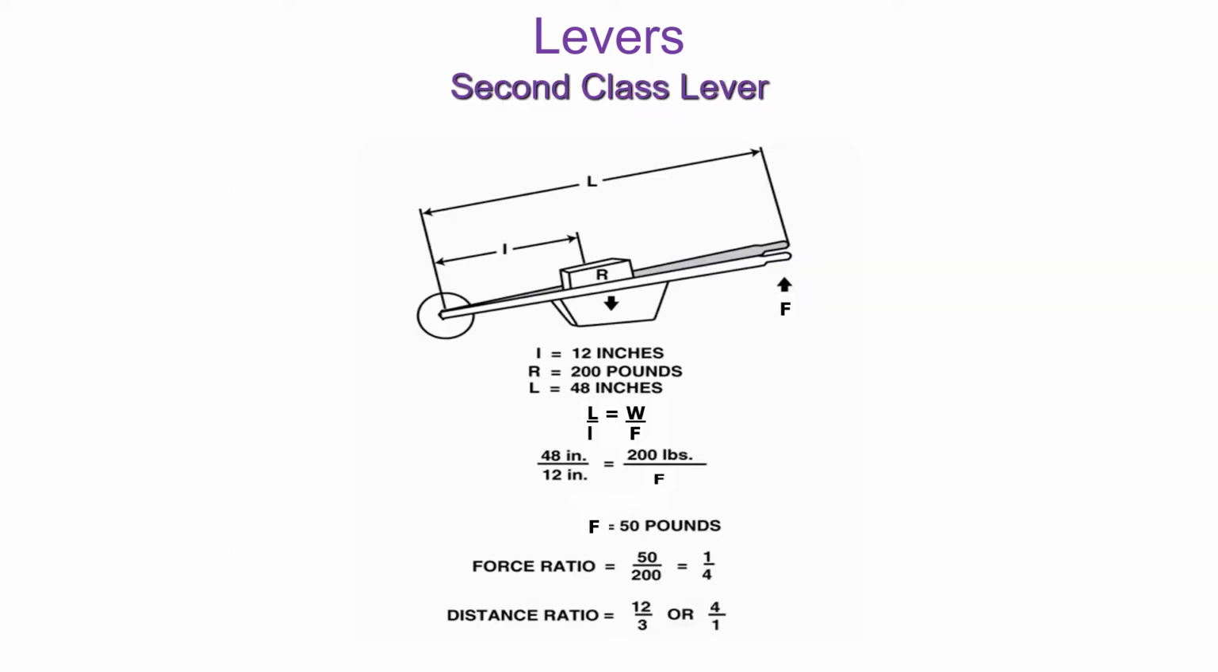In this example of a second-class lever, we are given a distance from the fulcrum to the point where the weight rests of 12 inches and a distance from the fulcrum to the point where the force is being applied of 48 inches. We will use our lever equation to solve the amount of force required to lift the 200 pounds. We will begin by inserting our known values into the lever equation, and once done, we get 48 inches divided by 12 inches equals 200 pounds divided by the force being applied. Solving for F, we find that we need 50 pounds of force to lift 200 pounds with this lever.